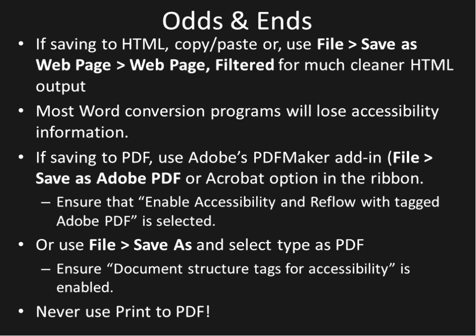You can also, if you don't have Adobe Acrobat Professional, select File, Save As, and select PDF, and the accessibility information will remain in that document. Now, as soon as you do File, Save As, and select PDF, there is an option in the settings there for document structure tags for accessibility. As before, you want to make sure that that is enabled to maintain that accessibility information. What you do not want to do is select print to PDF. Do File, Print, and then select an option for PDF. Essentially what that does is it almost like tapes a picture of your document.